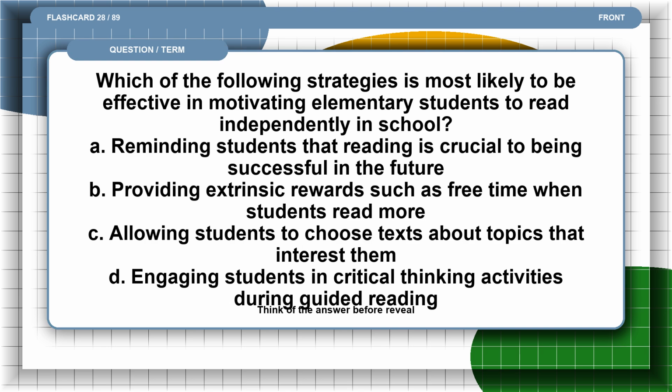Flashcard 28. Which of the following strategies is most likely to be effective in motivating elementary students to read independently in school? A. Reminding students that reading is crucial to being successful in the future. B. Providing extrinsic rewards such as free time when students read more. C. Allowing students to choose texts about topics that interest them. D. Engaging students in critical thinking activities during guided reading. Pause and think of the answer before the reveal.